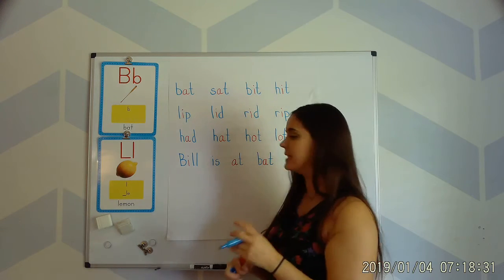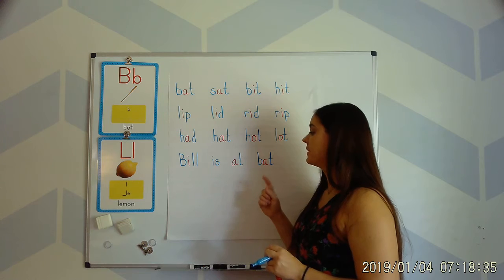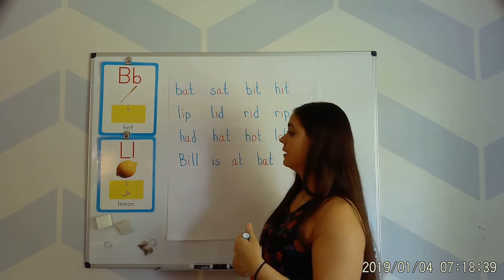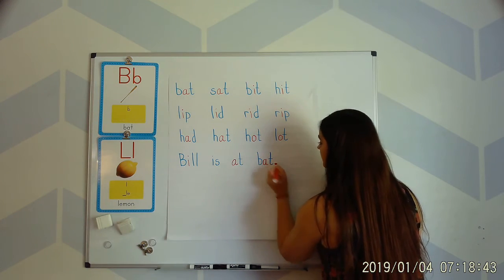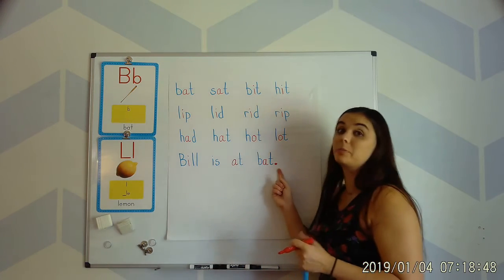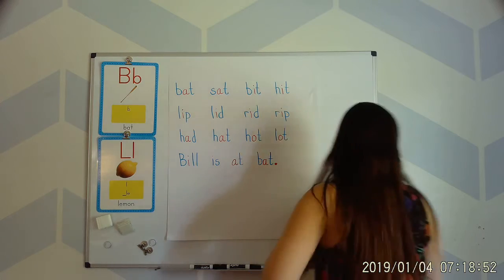All right, so let's read our sentence. Bill is at bat. So our sentence is missing something. What do you think it's missing? It's missing a period. All right, so now let's go ahead and read our sentence now that it's complete because we have a period at the end. Bill is at bat.